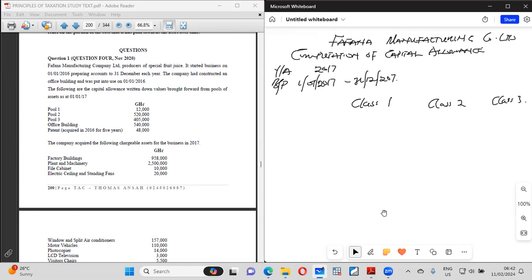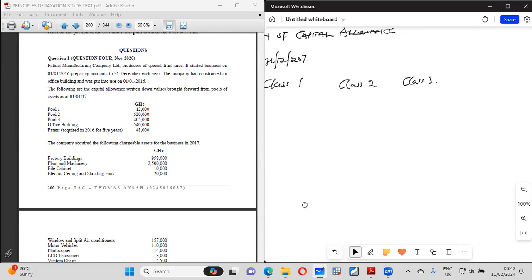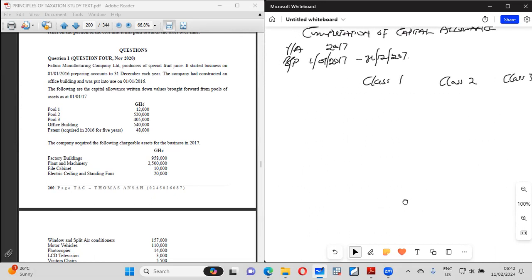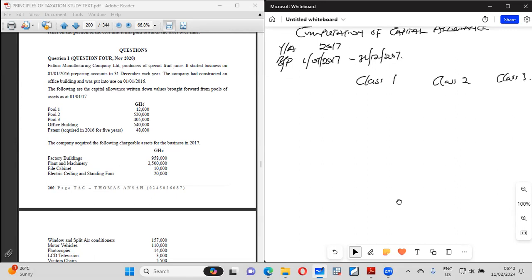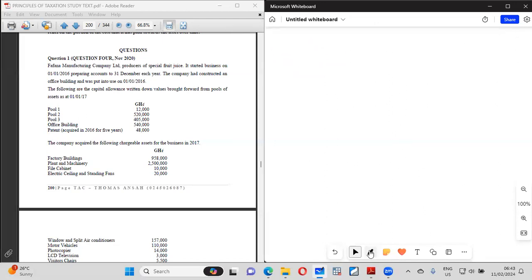Or you are doing this for 2 years, so you can, but I prefer you go to your next page. So assuming this is my answer booklet, you can decide to go to the next page, or some people decide to turn the answer booklet over, but I don't think that is really necessary. Or you can come somewhere down and do your class 4 assets. Now the class 4, you know you have office building, right?